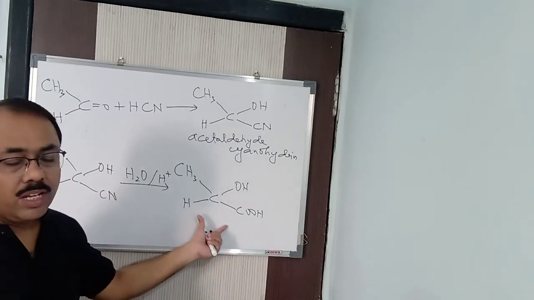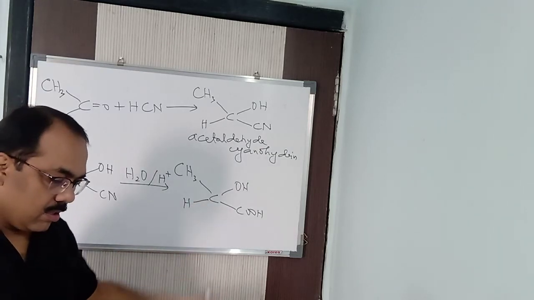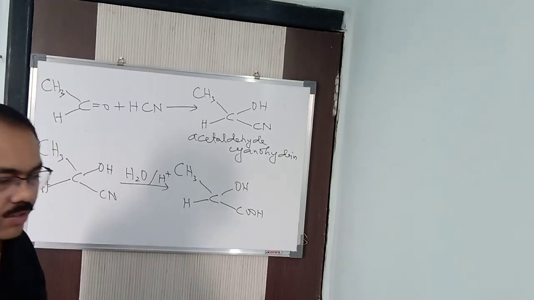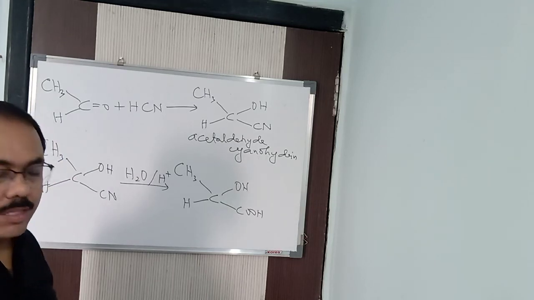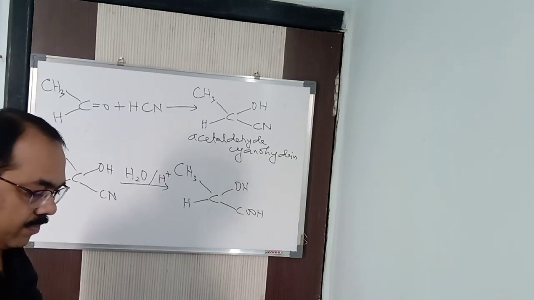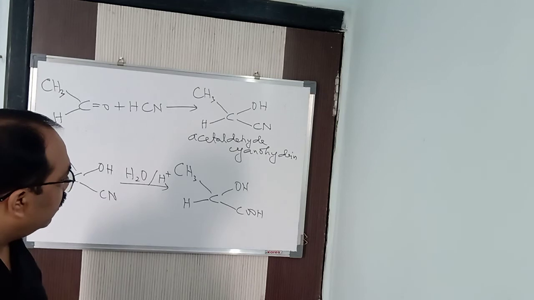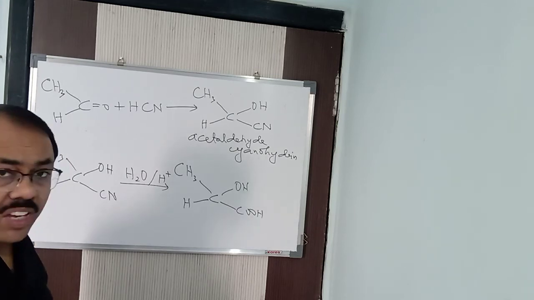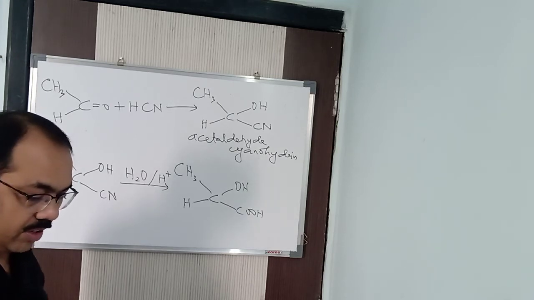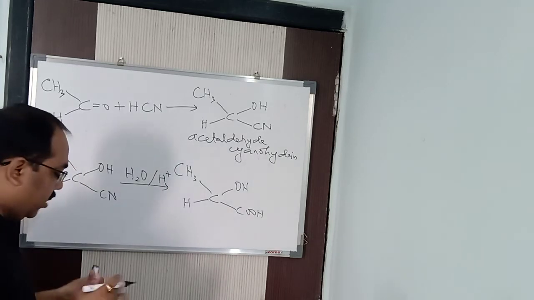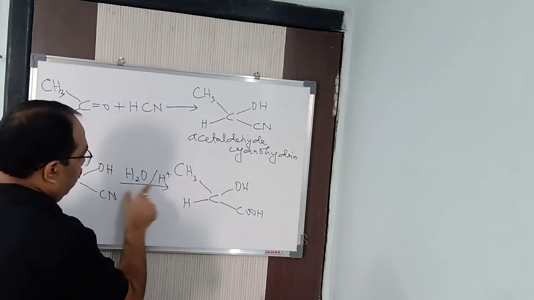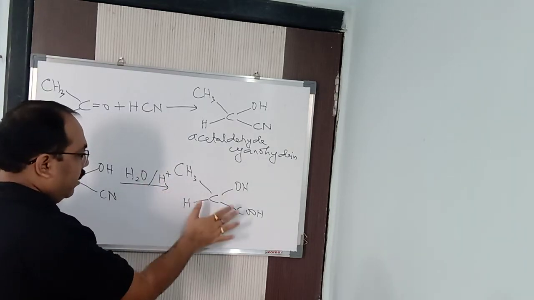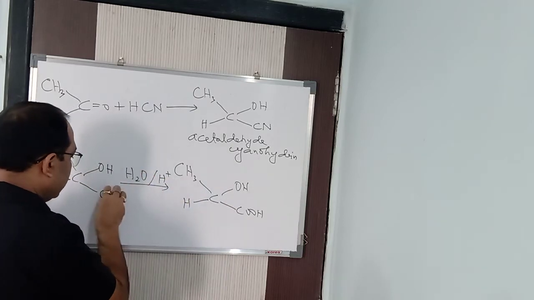And what is this compound known as? Lactic acid. It is known as lactic acid. You have studied it in optical isomerism, if you remember. Now, if you heat this reaction further, what is going to happen? This is taking place in acidic medium, and it forms lactic acid. And where does this nitrogen go?